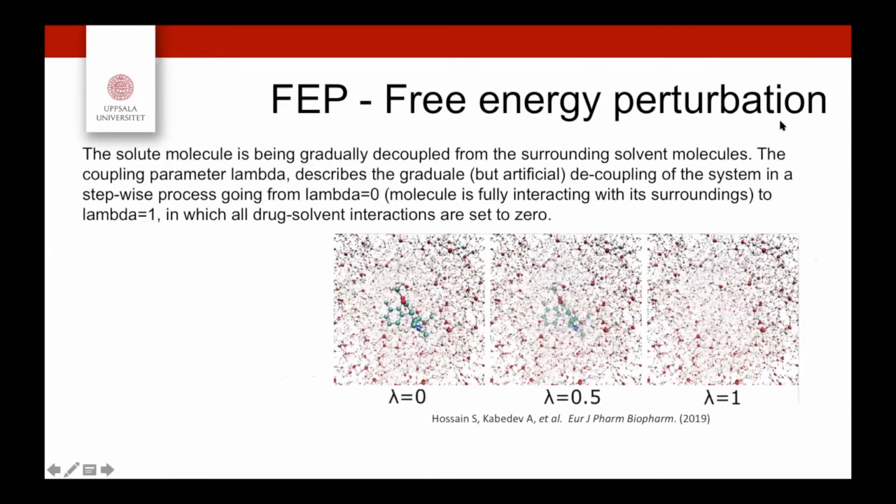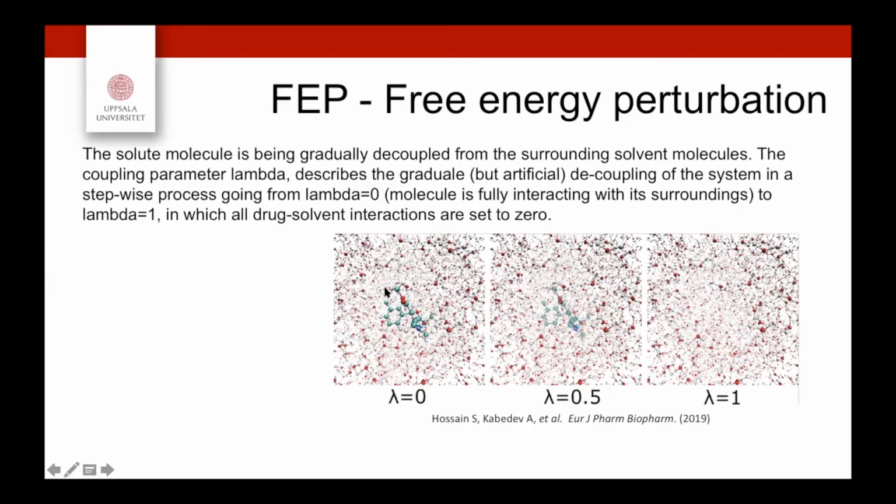Yes, this is more or less what I just mentioned before. So if initially we had the felodipine molecule somewhere in the middle of the box with water, then going through a number of steps, realistically that's 20 steps, I think, that is considered enough, we gradually reduce the interactions of this molecule with the surrounding water.